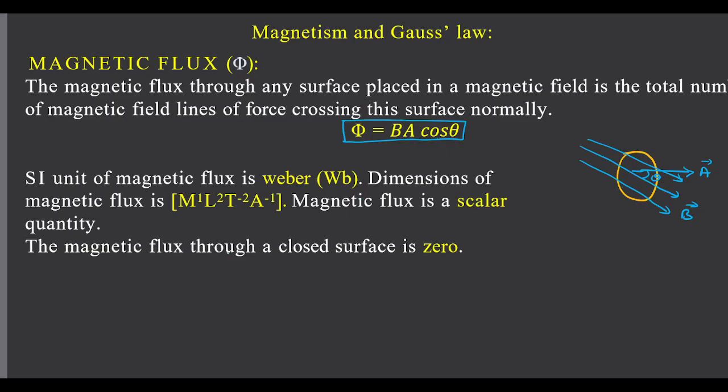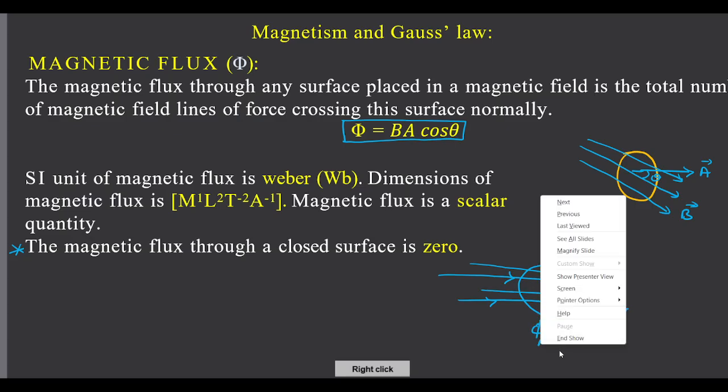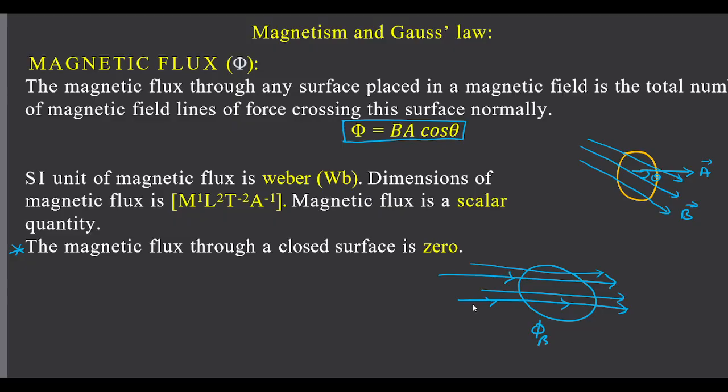Then we have this point: magnetic flux over a closed surface is zero. If you consider a closed surface, whether the magnet is outside it or inside it, the number of magnetic field lines entering is equal to the number of magnetic field lines leaving. Wherever the source may be, since the magnetic field lines form closed loops, the total magnetic flux will be zero over a closed surface.